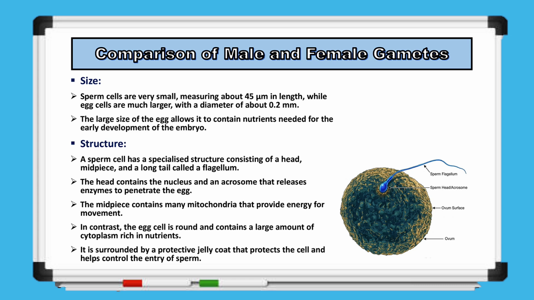Looking at structure, a sperm cell has a specialized shape made up of a head, a midpiece, and a long tail called the flagellum. The head contains the nucleus and an acrosome, which releases enzymes to help the sperm penetrate the egg. The midpiece contains many mitochondria that provide energy for movement. In contrast, the egg cell is round and contains a large amount of cytoplasm rich in nutrients. It is also surrounded by a protective jelly-like coat that protects the cell and helps regulate the entry of sperm.